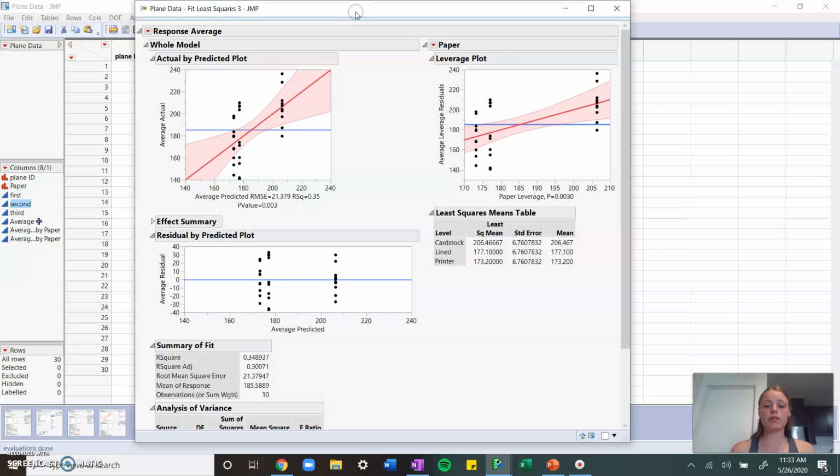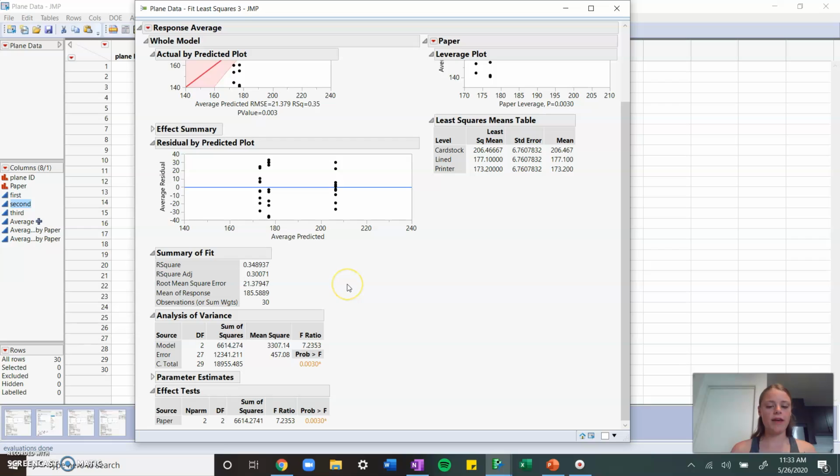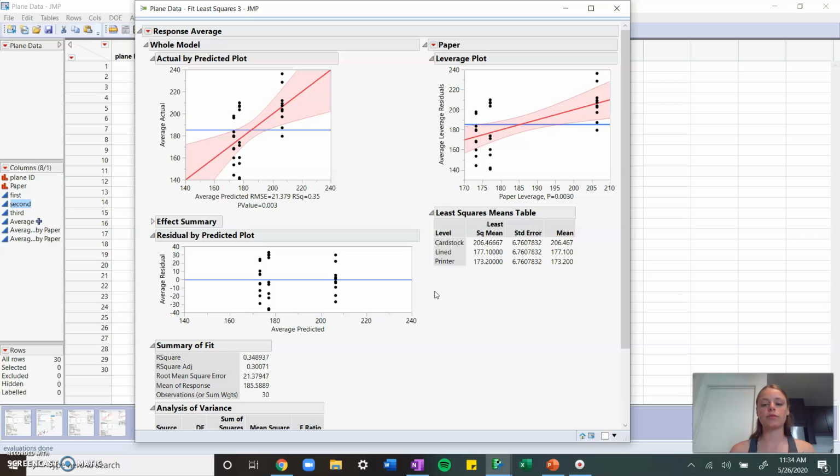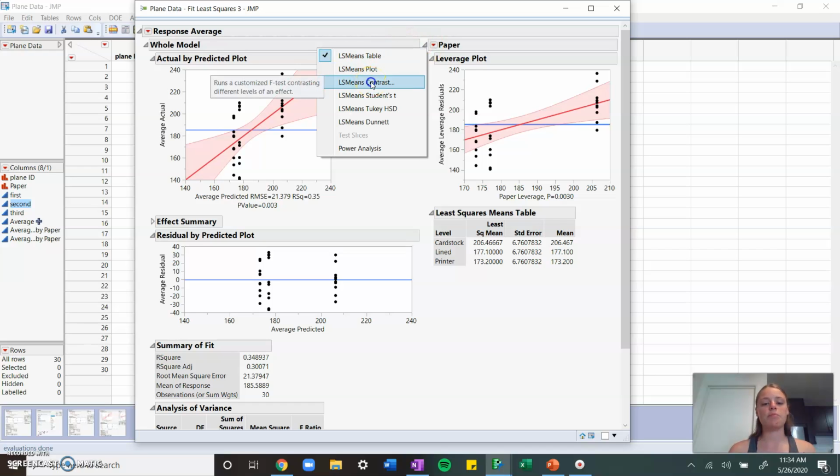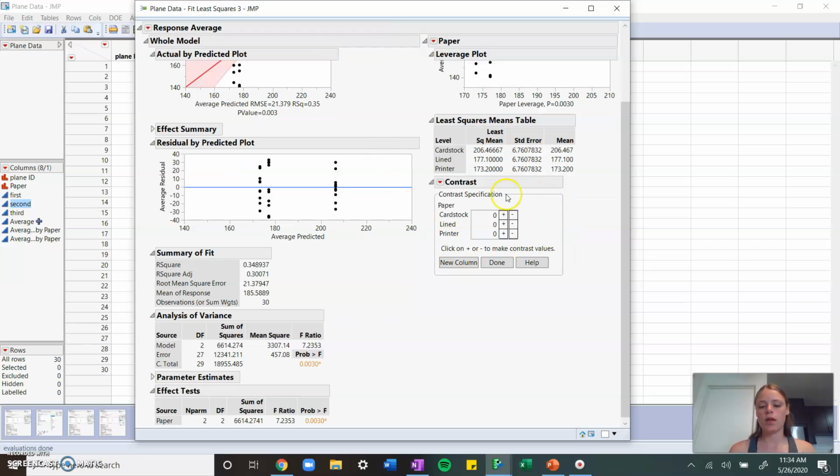First, it's important to see if the paper type actually affects the distance traveled at all. To see that, we can go down and see the analysis of variance table, or the ANOVA table, and we can see that there is a significant p-value, which tells us that the paper type does have some sort of statistically significant effect on the distance traveled. So to test our contrast specifically, we need to go up here to Paper, and go to Least Squares Means Contrast.